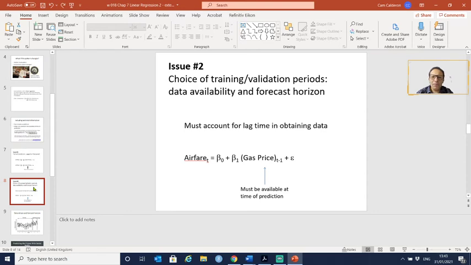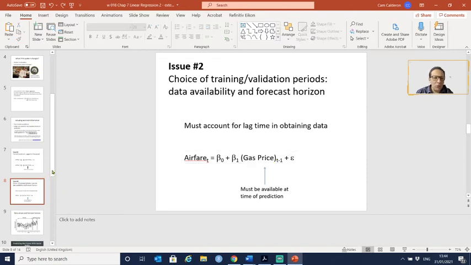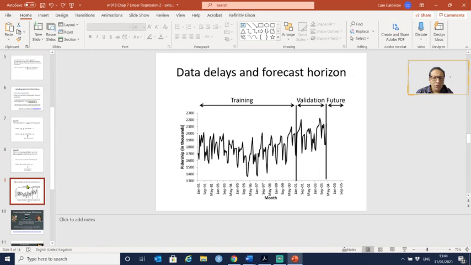So the data availability and the forecast horizon, that is something that we need to take into account. We must account for lag time in obtaining data. So for instance, here we can use the data available at the time of prediction. This variable needs to be there in order for us to be able to forecast the data. So obviously this relates to the training and validation period.